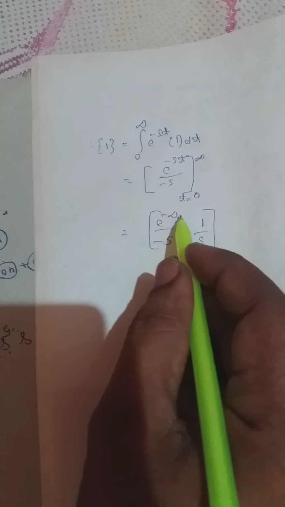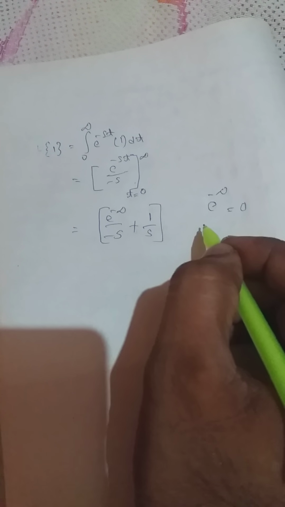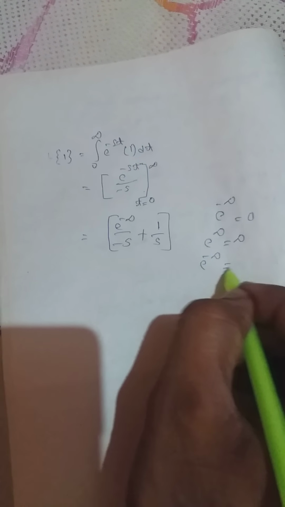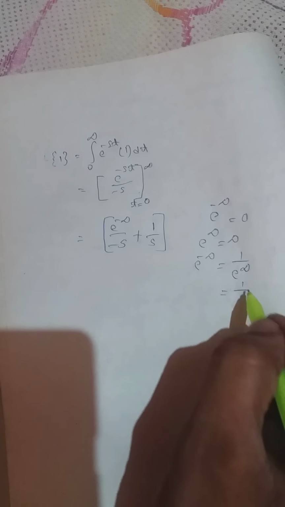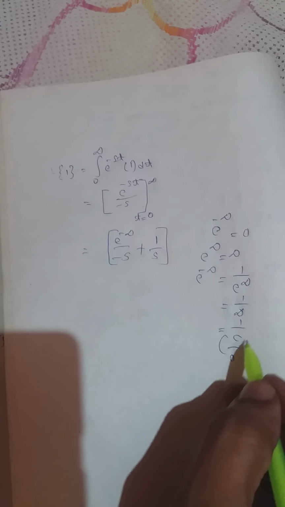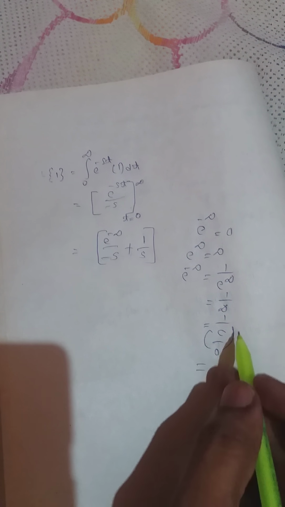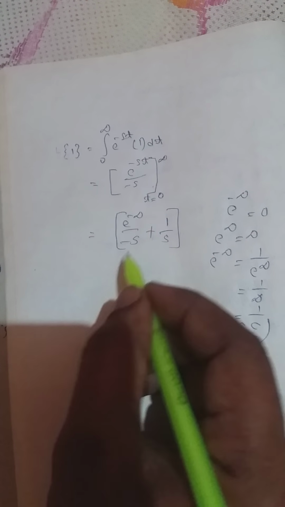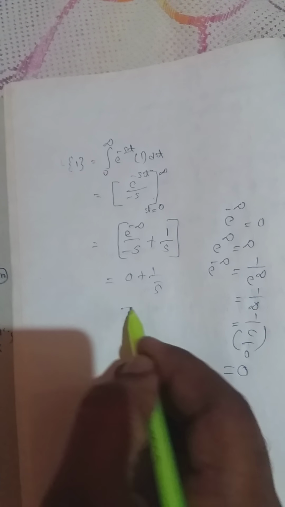And here e power minus infinity is 0. Since e power infinity is infinity and e power minus infinity is 1 by e power infinity, 1 by e power infinity means 1 by infinity, which is 1 by a constant by 0. Constant by 0, if you take it to the numerator, is 0 by constant into 1. 0 by constant is 0, so 0 into 1 is 0. E power minus infinity is 0, so 0 by minus s is 0, plus 1 by s. The answer is 1 by s.